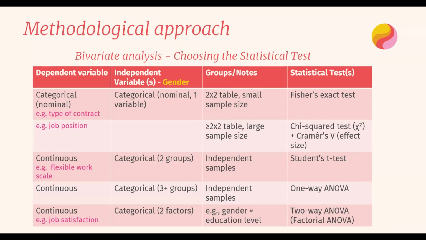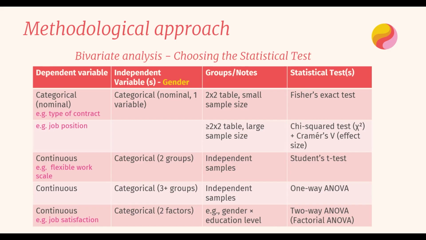So for the categorical variables, if we are comparing two groups with small samples, use Fisher exact test. With larger tables, the chi-square test is appropriate, and Cramer's V can be used to assess the effect size. So here is just a summary with categorical variables like type of contract or job position. We can explore the gender gaps.